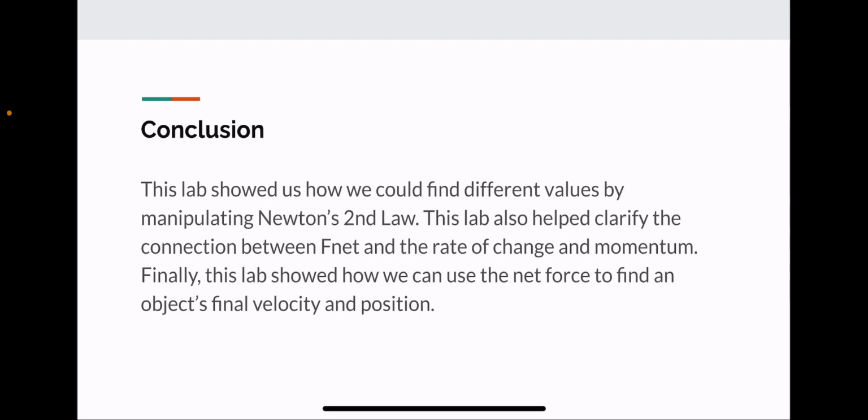This lab showed us how we could find different values by manipulating Newton's second law. This lab also helped clarify the connection between F-net and the rate of change of momentum. Finally, this lab showed us how we can use the net force to find an object's final velocity and position.